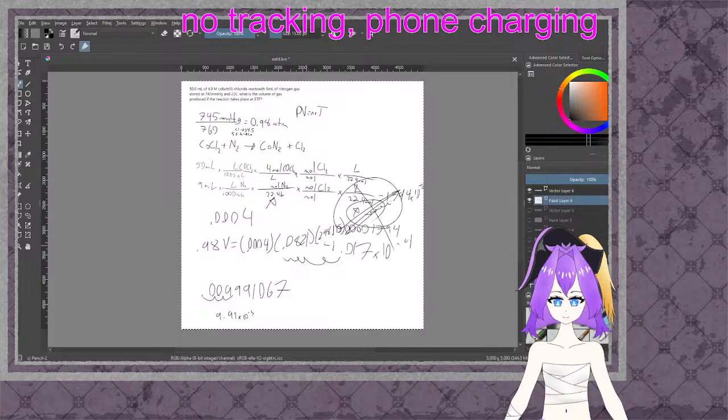Limiting reactant. Okay. And then we go COCl2 plus N2 turns into CON2 plus Cl2, over 1000, 22.4, moles of Cl2, 0.0004, 0.98 times V, 0.0004, 0.0821, 298.15. V equals 9.91 times 10 to the negative third, and I'm out of here, dude.